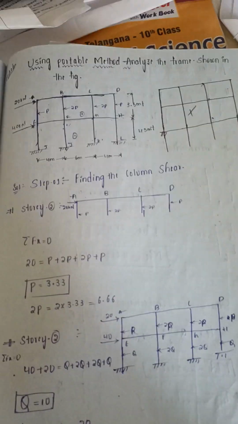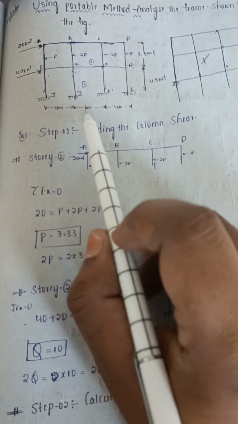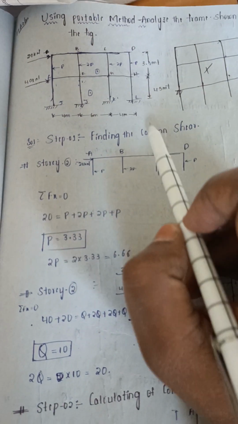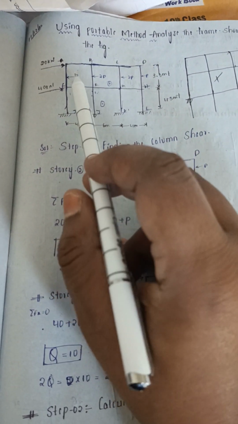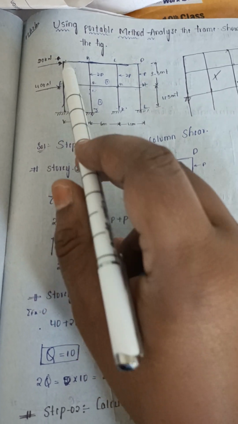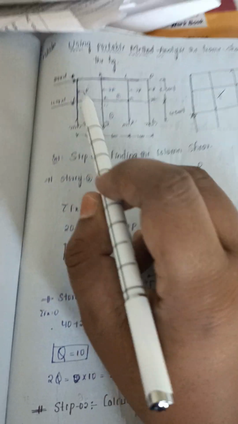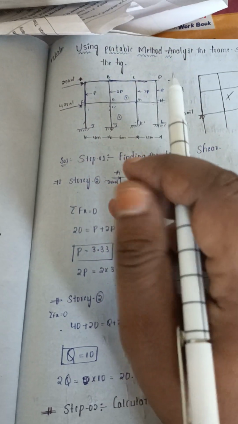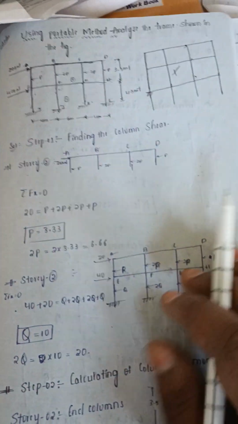Using the portal method, analyze the frame shown in the figure. This is a multi-story frame with spans given as 4, 6, 4 meters, and heights of 3.5 and 4.5 for the first story and second story. There is a 40 kN horizontal force. Since horizontal forces are there, we can use any of the three methods: portal method, cantilever method, or factor method. In this session, we will see the portal method steps.